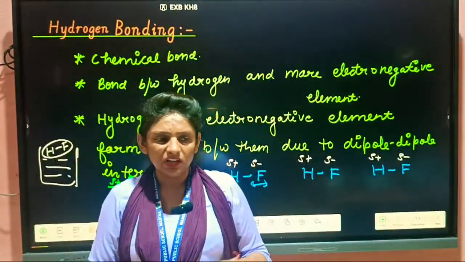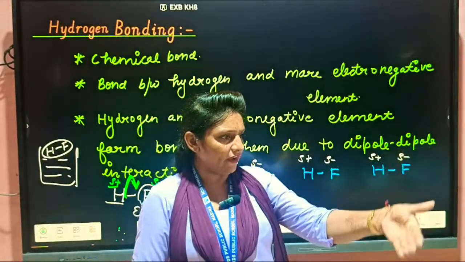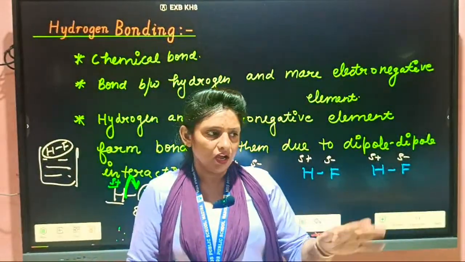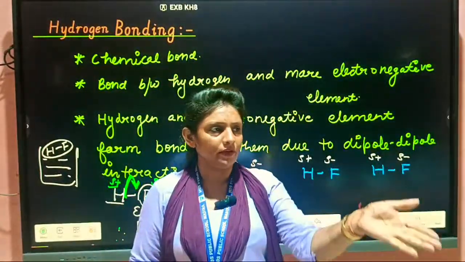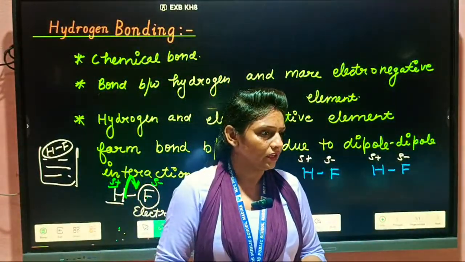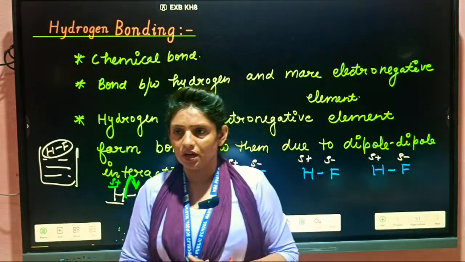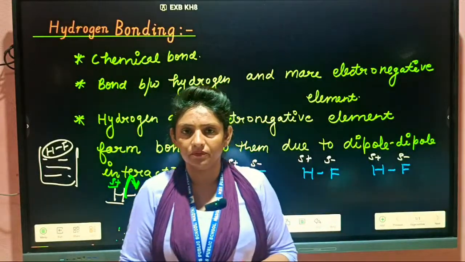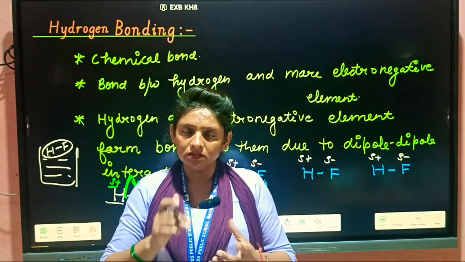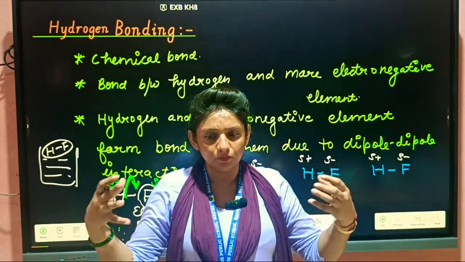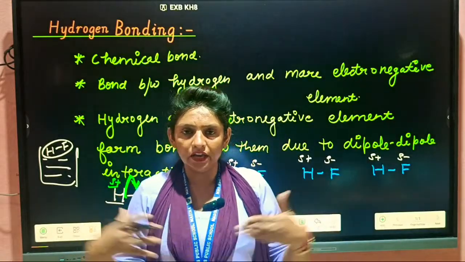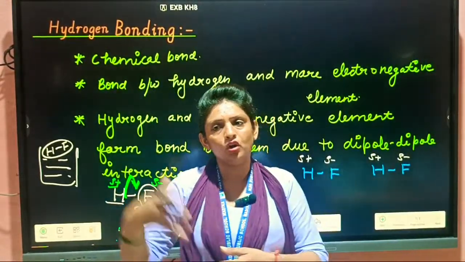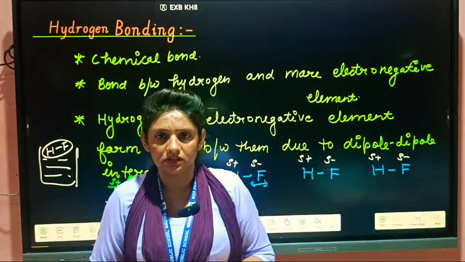Clear or not? So like here we have benches. So we can see them individually. I can count them also. How many benches are there in this room? Because they have distinct boundaries. They are not forming bonds between them. Clear or not? But water molecules are forming bonds between them. So they are interacting with each other. So we can't count how many molecules of water are present in a glass.